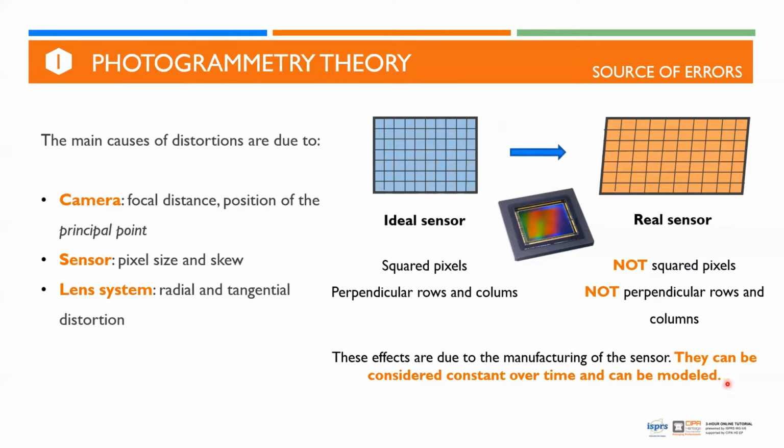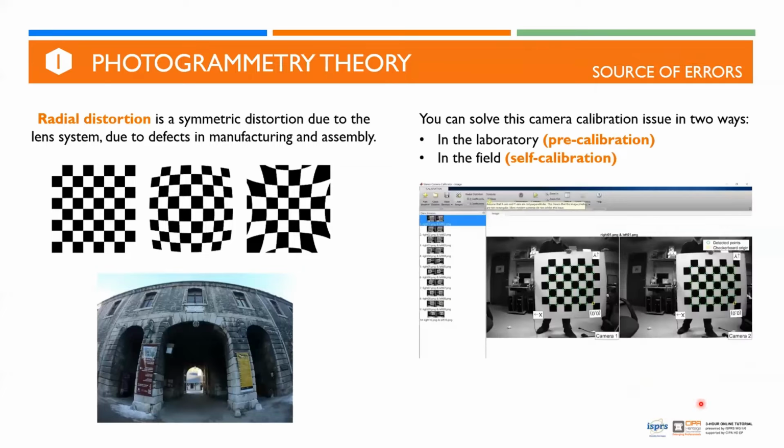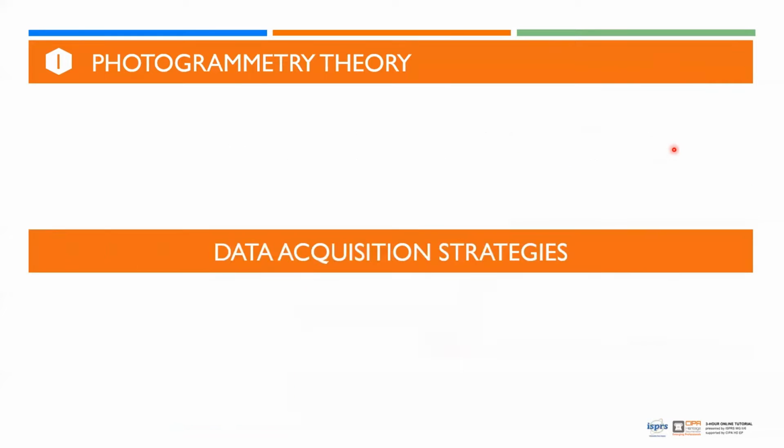But the important thing is that actually they are considered constant, and we can model and adjust them through our calibration. As you can see here, it is always performed in the software for our photogrammetric processing. This is another example about the radial distortion. We can solve it by our camera calibration through pre-calibration or self-calibration.